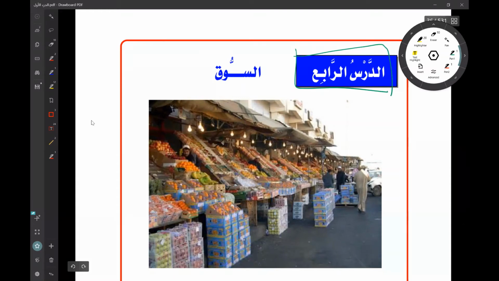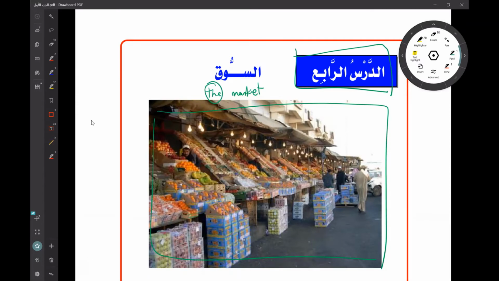We're at the fourth lesson, okay? And today's lesson will be about as-suq, okay? As-suq. So what is as-suq? As-suq is the market. The market, okay? Here's the market.